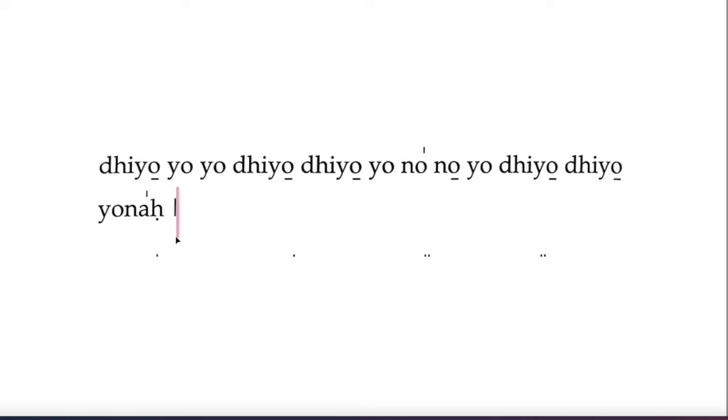Let's try again. Notice the intonations, which are very, very subtle. We have Di going high, No going low, Yo going low as well, and Yo as a middle sound as well. Okay, we have Diyo Yo Yo Diyo Diyo Yo No No Yo Diyo Diyo Yo Naha. Very good. As you keep practicing, go slowly, then go to medium. You can then even go to the fast pace as well. Whatever is comfortable. Let us continue.